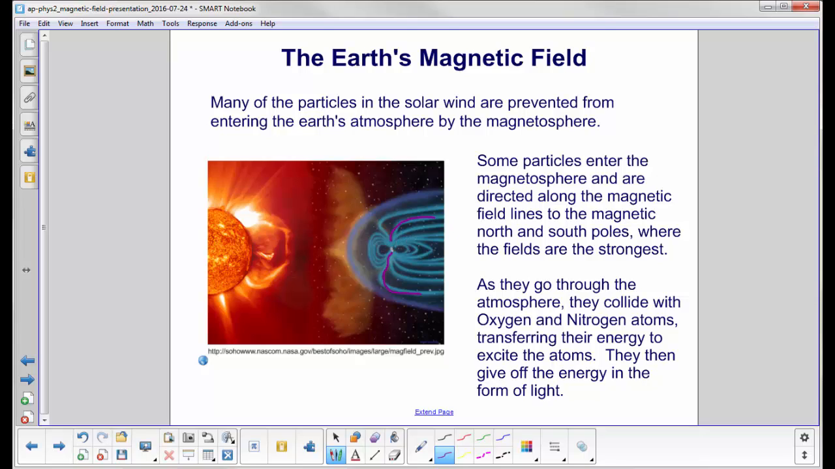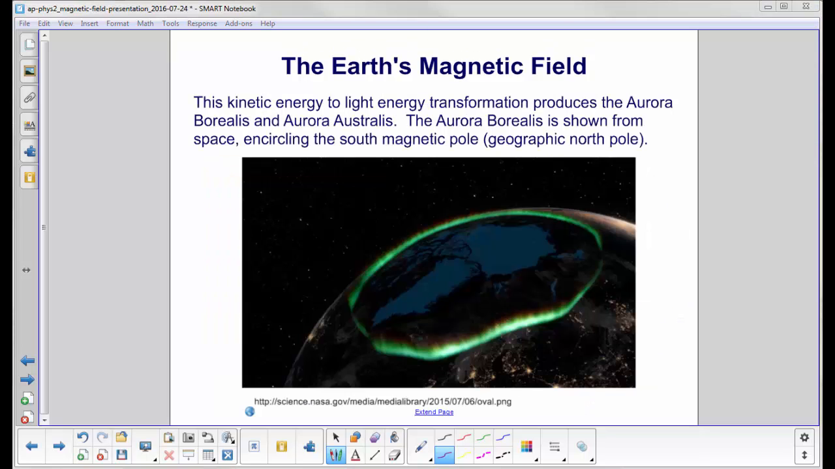As these particles go through the atmosphere, they'll collide with the oxygen and nitrogen atoms in the atmosphere. They'll excite those atoms, they'll give them a lot of energy. Those atoms will then give the energy back when they go back to their rest state, and that energy will be given off in the form of light. The kinetic energy of all these particles transforms into light energy, and that's what gives us the aurora borealis and the aurora australis. These are also called the northern lights, and there are many great pictures of them on the web if you'd like to look at them.